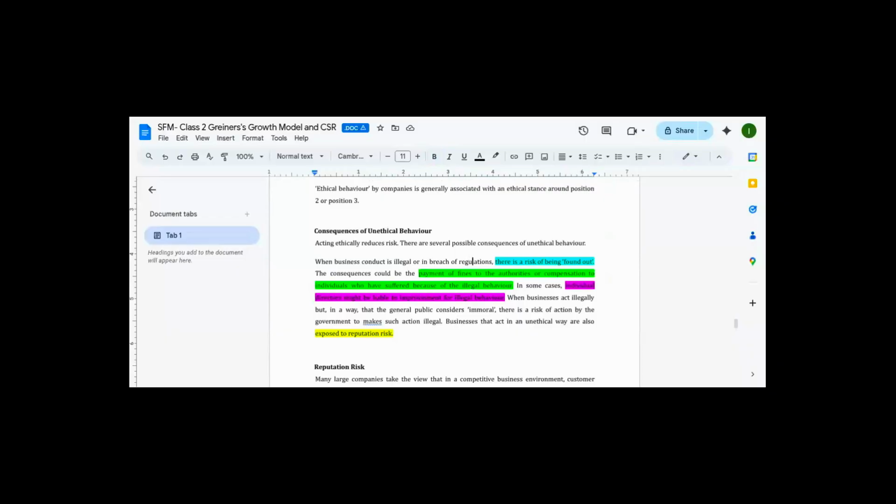Two, unethical behavior causes the risk of being found out. What is that risk of being found out? That means it causes a litigation crisis. The individual can sue you, investors can sue you, the community can sue you, NGOs, the government can sue you. Unethical behavior can cause premature exit from the business industry.